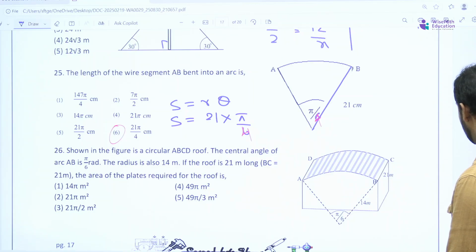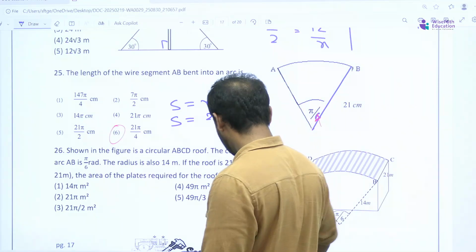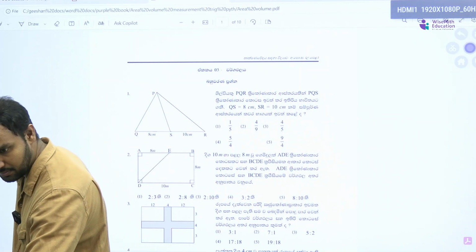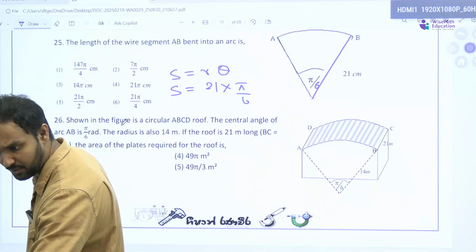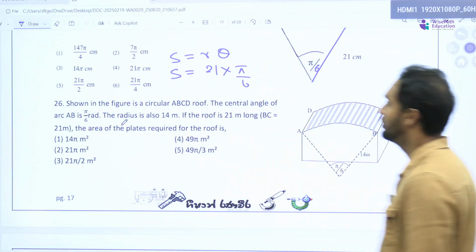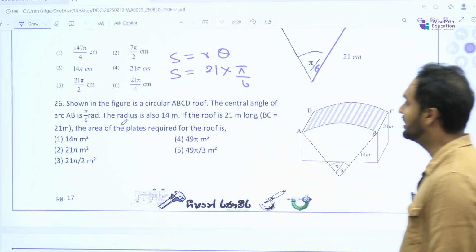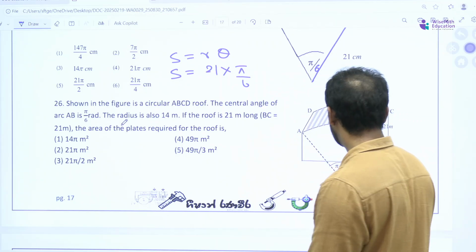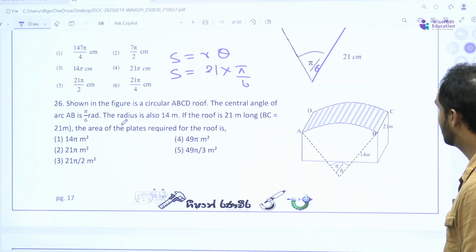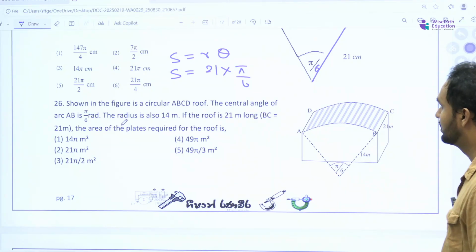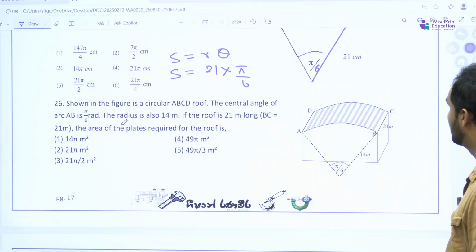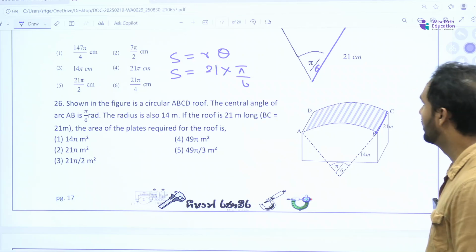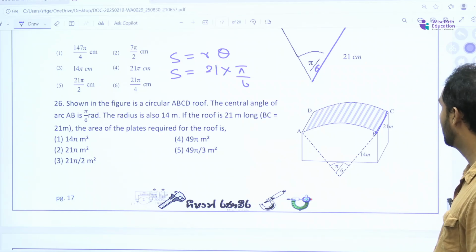Question number 26. Come to this one. Shown in the figure is a circular ABCD roof. The central angle of arc AB is 5/6. The radius is also 14 meters. If the roof is 21 meters long, that means in this direction, that is BC equals 21.